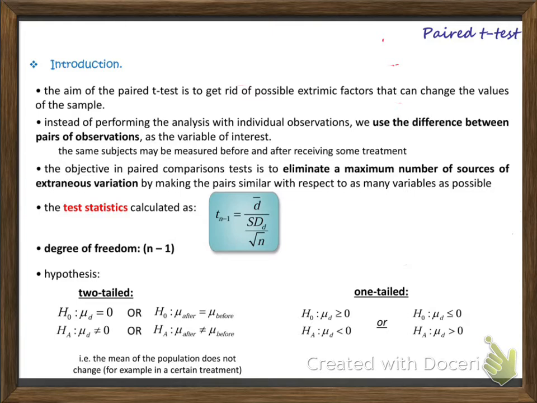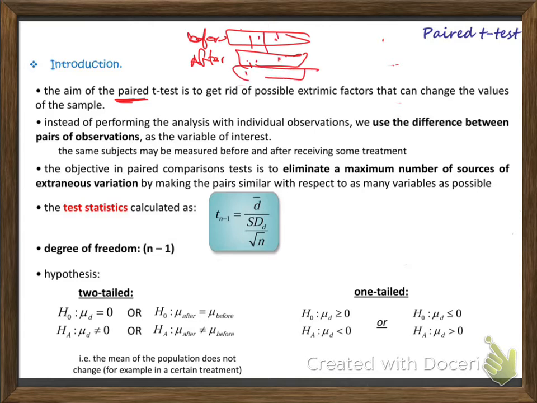Okay, so here very quickly we'll go through the slide. The aim of paired means two sets of data, the same set of data, but before and after. That's why I call it pair, okay, together. Everything for the same person, the same thing, before and after. And then we'll get the delta. The paired test of data is to get rid of possible extrinsic factors, any factor which is extraordinary, that cannot change the value of the sample.